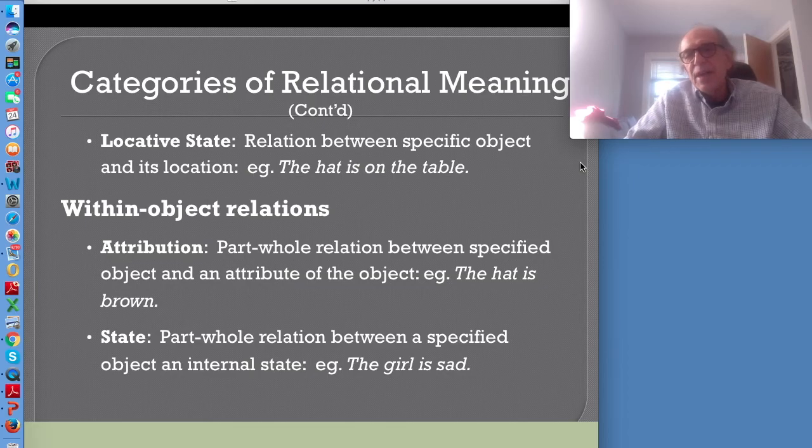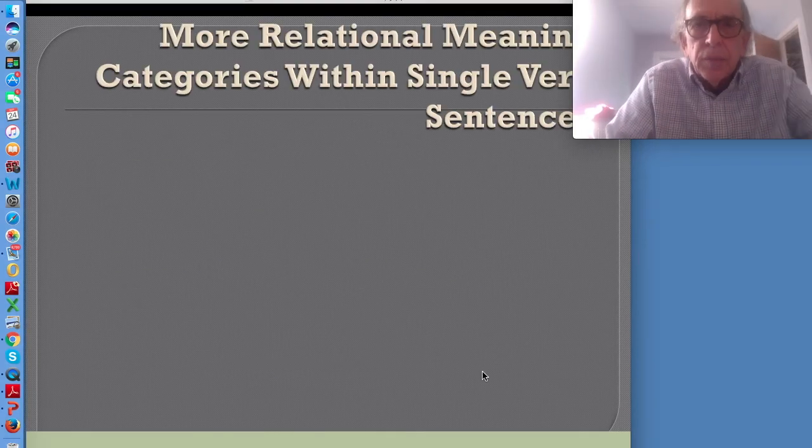The girl is sad, a relationship between the girl and her feeling. Another example of a state relationship is the girl wants a cookie. Wants, a relationship between a girl and a cookie by virtue of wanting. The girl needs a new pair of shoes. Needing, having, the girl has a hat. These are state relationships. Okay.